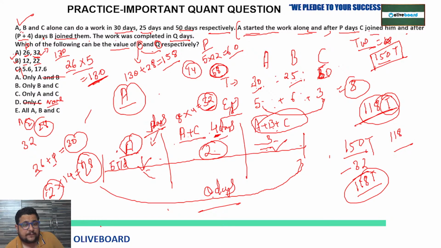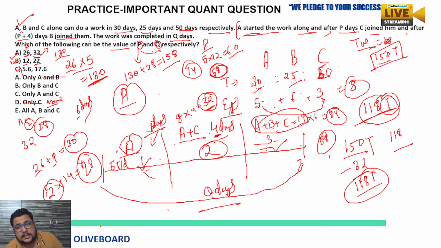So if we will suppose that second option B is the correct answer, then 12 plus 4, 16. So 22 minus 16, 6 days. 6 days who worked? ABC. ABC can have 14 cups of tea per day. So in 6 days, 14 into 6, 84 cups of tea, which is more than the pending cups of tea, which is 58. So here also the data is not matching.